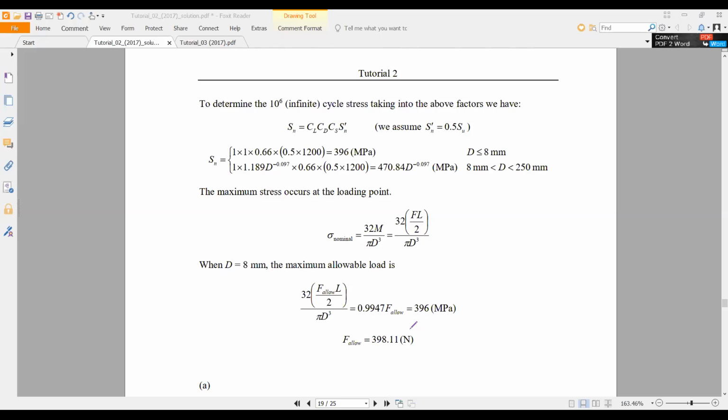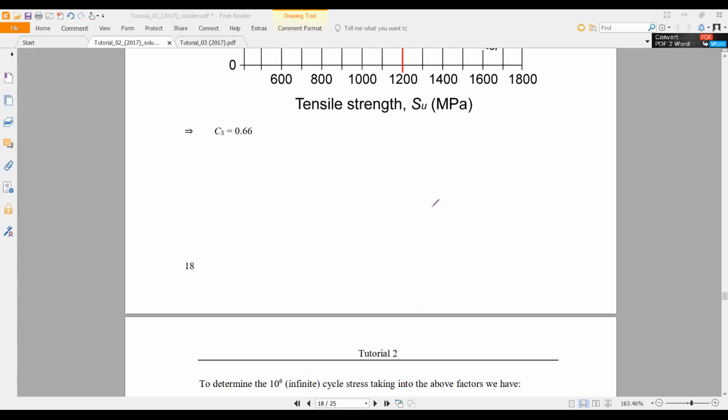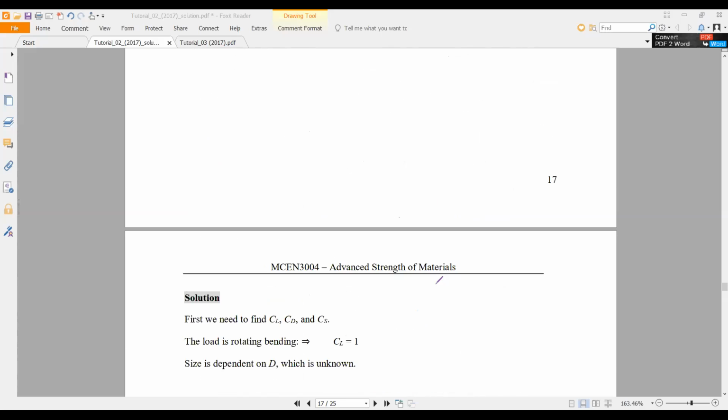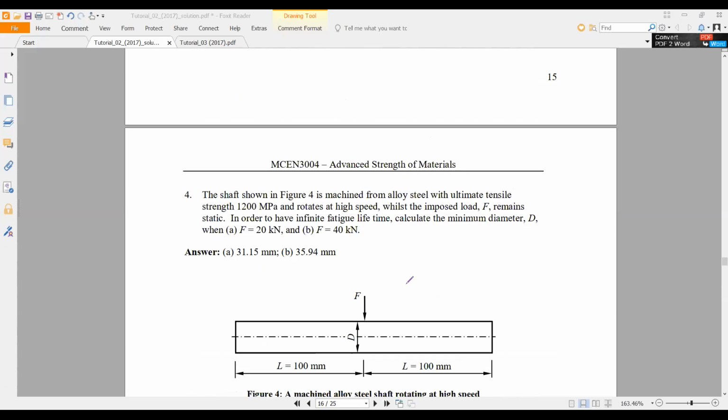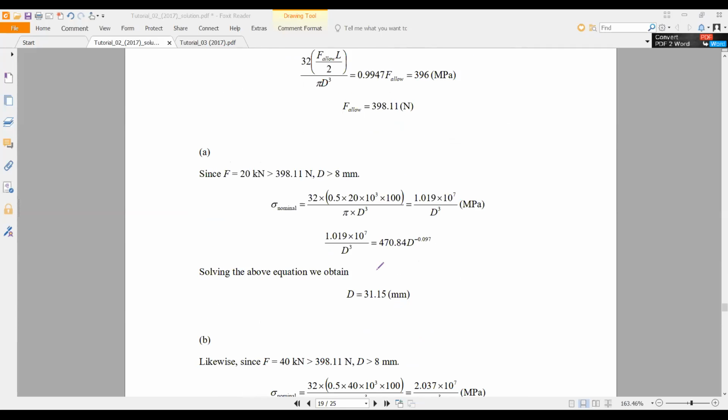So this is the value. If you can see that value, it is less than 20 kilonewton. What is the 20 kilonewton? The first question, yeah, in here. That is the applied load. So if it is less than that, definitely 20 kilonewton cannot be withstood with this diameter.